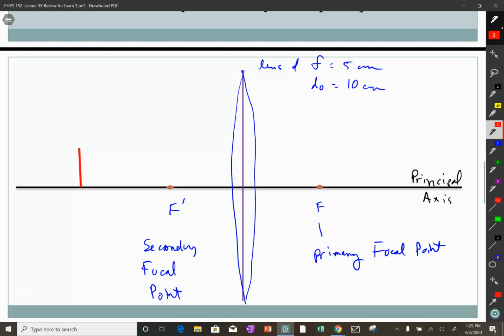No idea why it won't erase, but it won't. So we put an arrow there at the top, just to indicate that's the top.